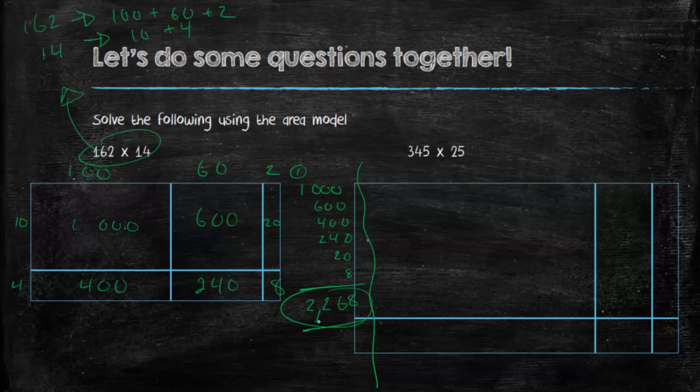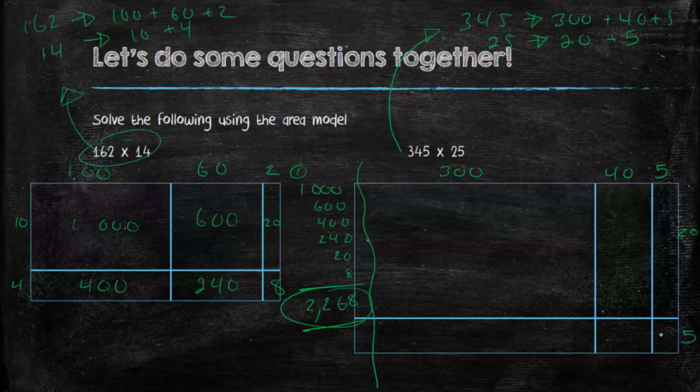This is a bit bigger. So we could imagine this being 345 being 300 plus 40 plus 5. And we could imagine 25 being 20 and 5. Okay, so this is the 300. This is the 40 and this is the 5. This is the 20 and this is the 5.